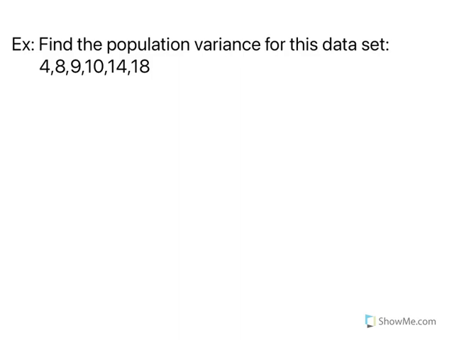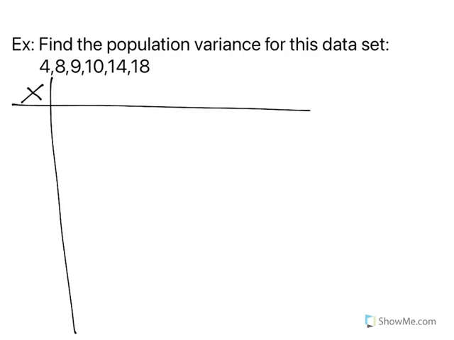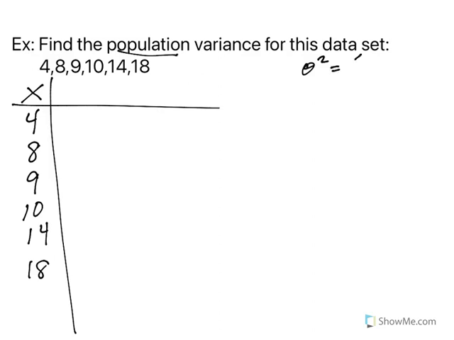We're going to find the population variance for this data set. Now we have 6 numbers, and I find that creating a table to stay organized is the easiest. So x means my data values. I have 4, 8, 9, 10, 14, and 18. Start there. Now we know that our formula, this is a population variance, so sigma squared equals the summation of x minus mu squared all over n. Now, mu is the mean, so I need to find that first.